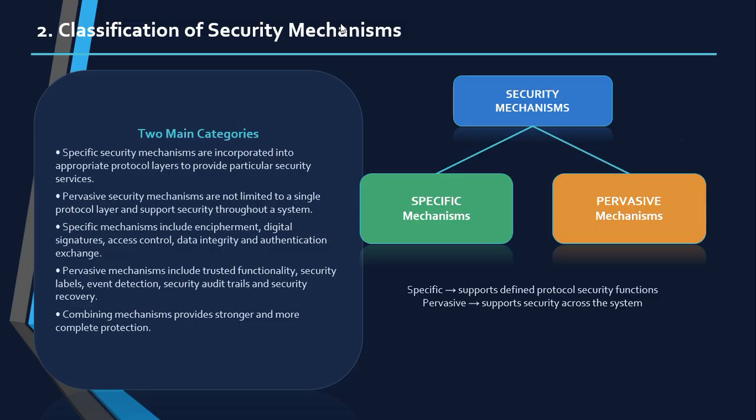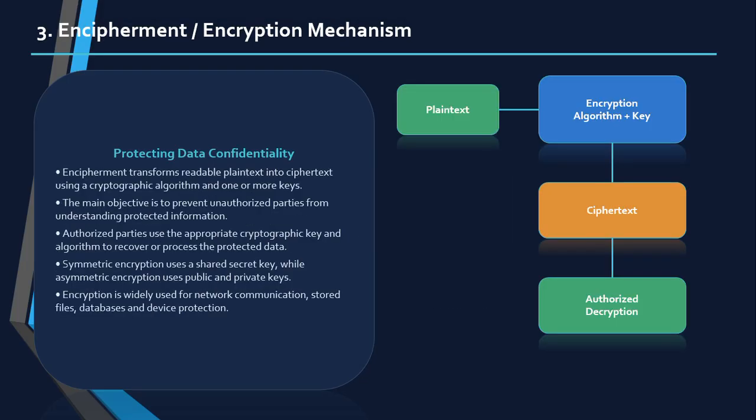Next, what is meant by encryption mechanism? Encryption mechanism transforms readable plain text into ciphertext using a cryptographic algorithm. That comes under the encryption mechanism. The main objective is to prevent unauthorized parties from understanding the protected information. That is known as encryption mechanism.